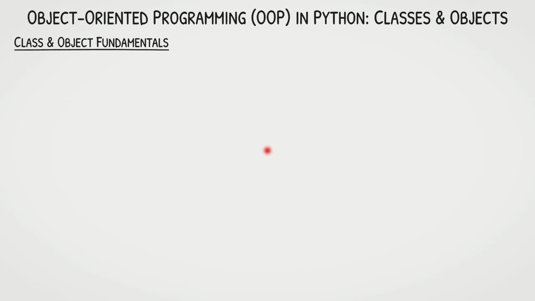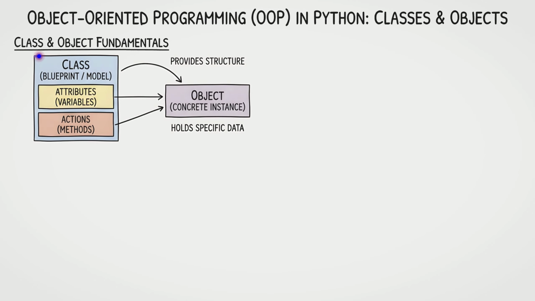Let's dive into the fundamentals of object-oriented programming, or OOP, in Python. At the core, we have a class, which acts as a blueprint or model. Inside this blueprint, we define the attributes, which are basically the variables, and the actions, which are functions we call methods. From this structure, we can create an object, which is a concrete instance. Notice how the class provides the overall structure, but it is the object that holds the specific data.